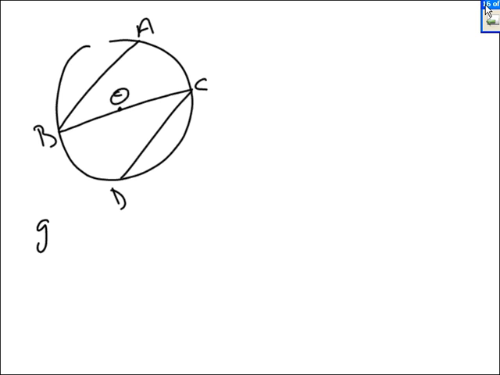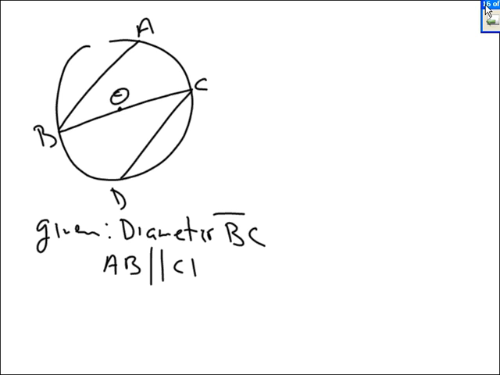Okay, so you're given diameter BC. It's a chord that goes through the center. You are given that AB and CD are parallel. And you want to conclude, you want to prove that AB and CD are the same length, congruent.